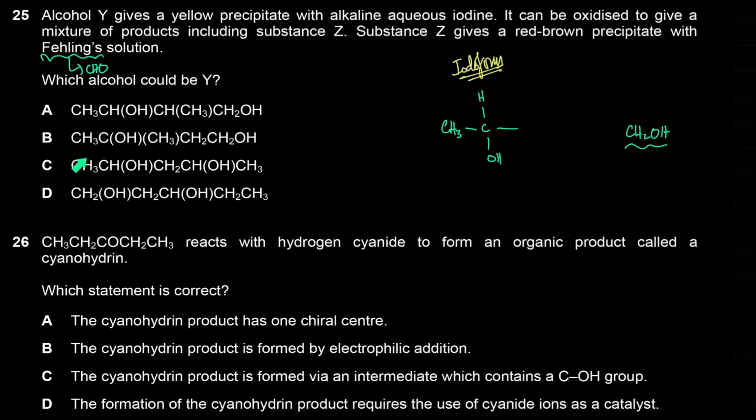So which alcohol has both of these groups? Which alcohol has a CH3CHOH and a CH2OH? The answer over here is A. We have the CH3CHOH group, right? This will undergo the iodoform reaction to give you that yellow precipitate of triiodomethane, and it has a primary alcohol group. Okay, so the answer here is A.